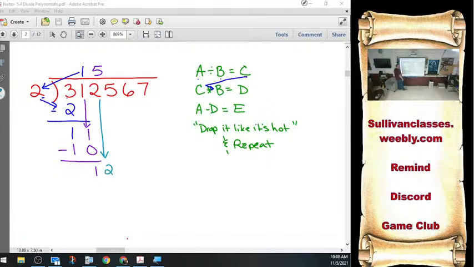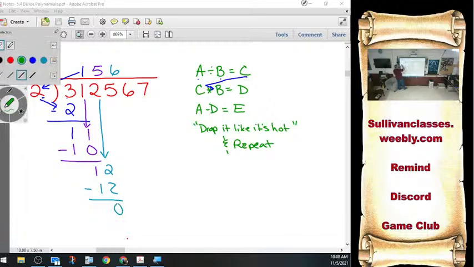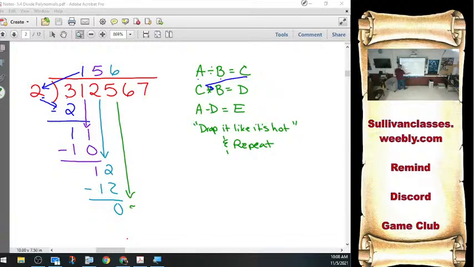You go again. 12 divided by 2 is 6. 6 times 2 is 12. Subtract it. Drop the 5. Do it again. 5 divided by 2 is 2 and 1 left over. Drop the 6. And you keep going and going, right? Until you hit the end of the rainbow.